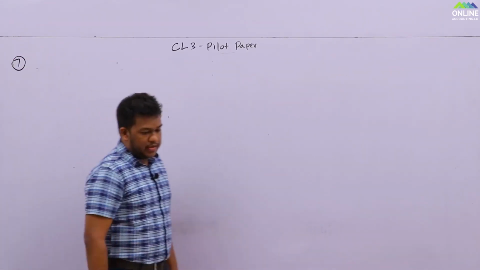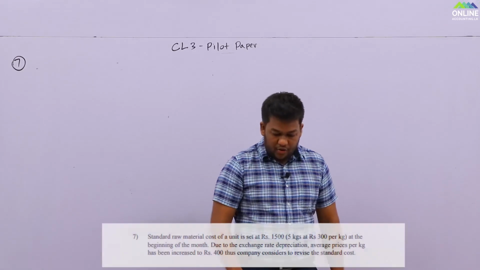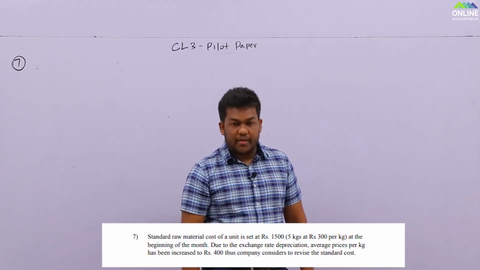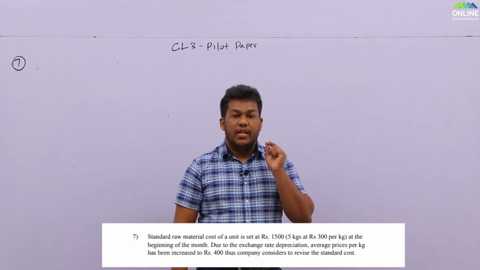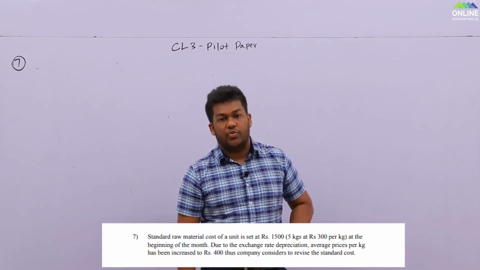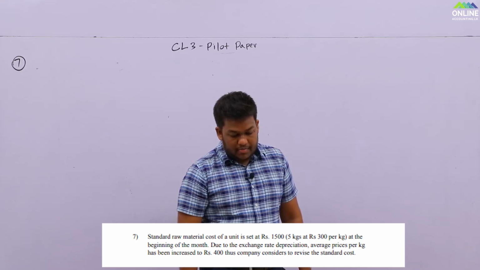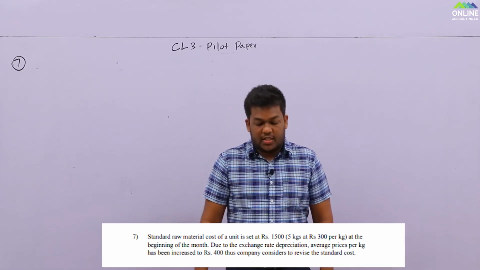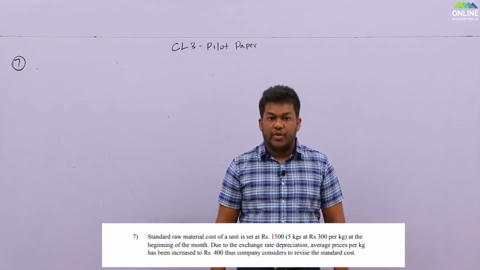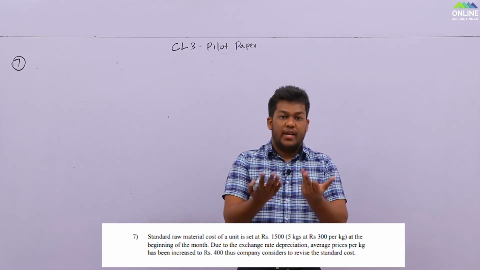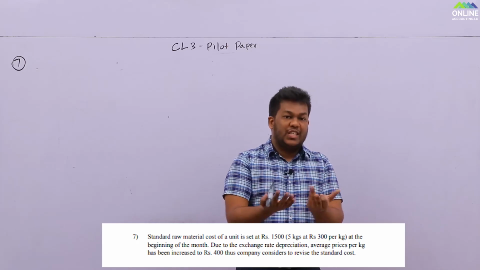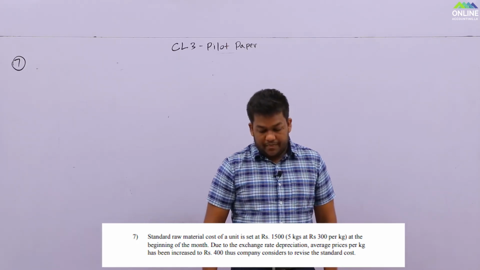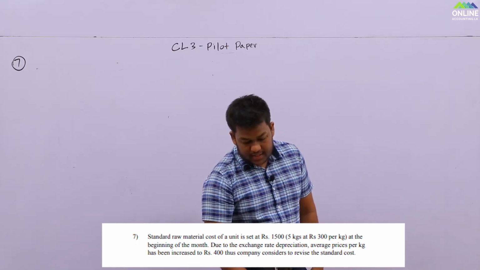Question 7. Read it. Standard raw material cost of a unit is set at rupees 1,500. Within bracket they have given, so 5 kilos, 1 kilogram is rupees 300 at the beginning of the month. And due to the exchange rate depreciation, average prices per kilogram has been increased to rupees 400. So because of that, that is increased. So the standard is revising. Thus company considers to revise the standard cost.